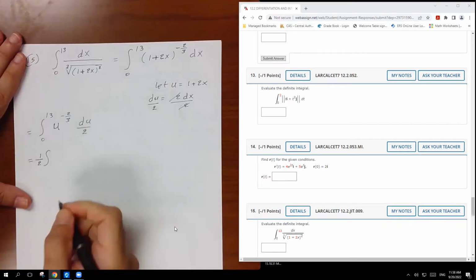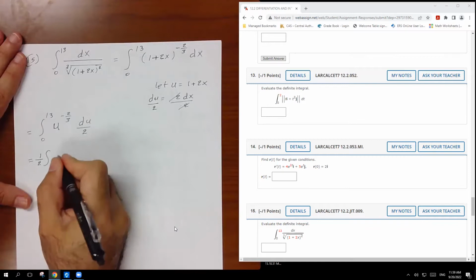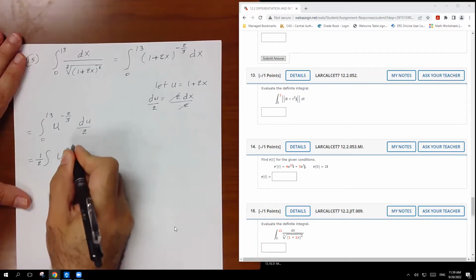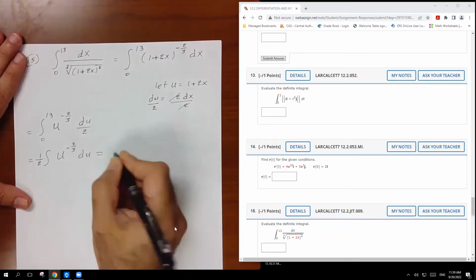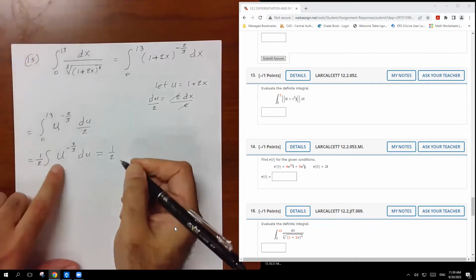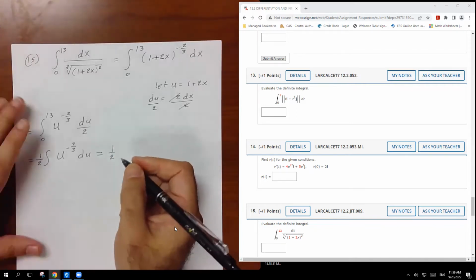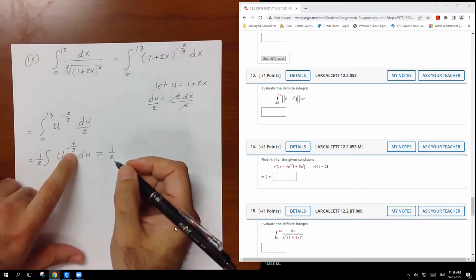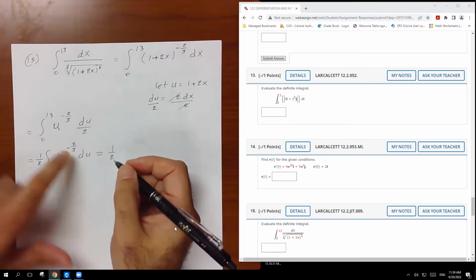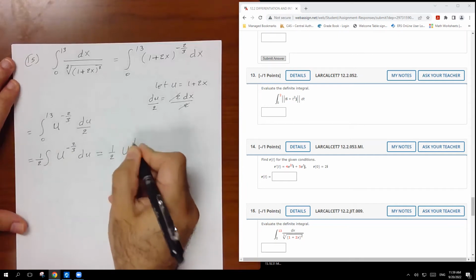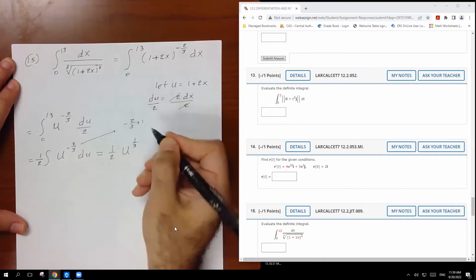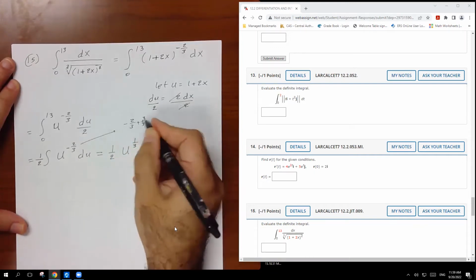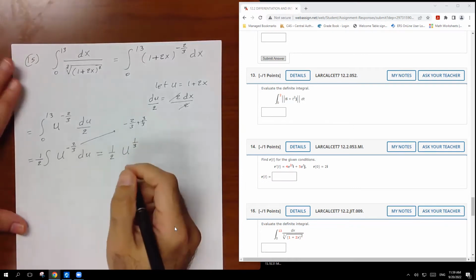So this is 2. So now 1 over 2 out. This one is going to be u to the negative 2 over 3 du. That means this is going to be equal half. Let's do the integral for this one. You're going to add 1. So negative 2 over 3 add 1 is going to be positive 1/3. So u to the positive 1/3, because this one, you're going to say negative 2/3 plus 3/3, and it's going to be 1/3, over 1/3.